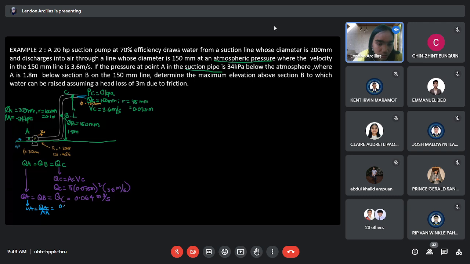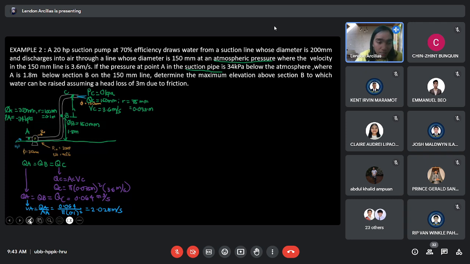So, QA is 0.064 and yung area at point A is pi, ang R niya is 0.1 squared. So, VA is 2.0 meters per second. Oy, ba't hindi ko na kinuha yung QB? Ang sinabi niya kasi dito, from point B to point C, same lang yung diameter niya. Okay, 150 mm. So, meaning, same lang din yung velocity at point B and point C. So, magkakaiba kasi yung velocity pag different yung diameters.